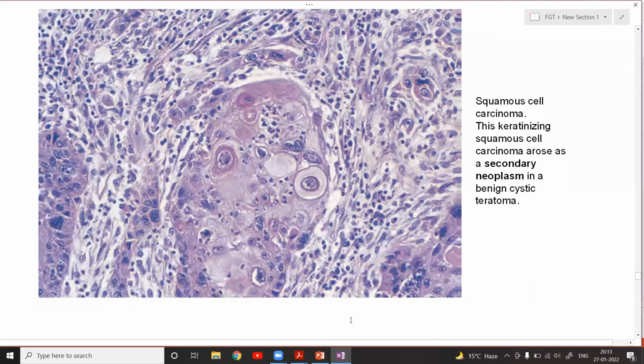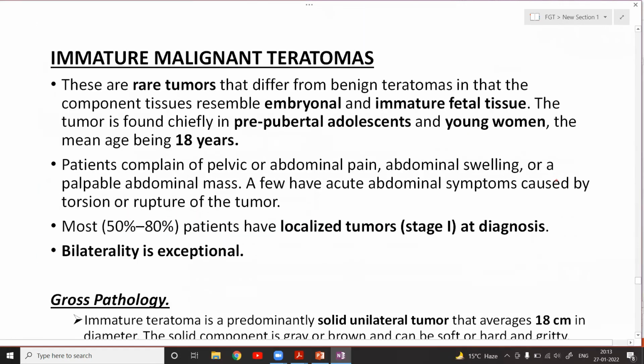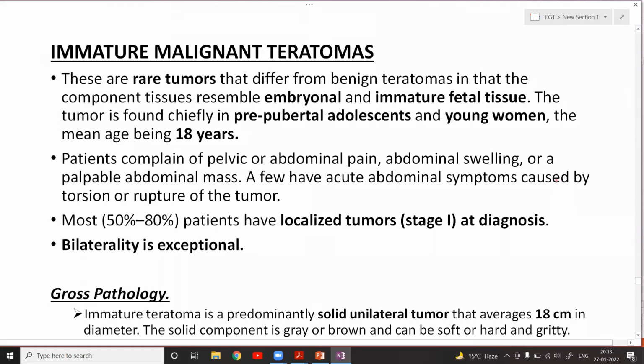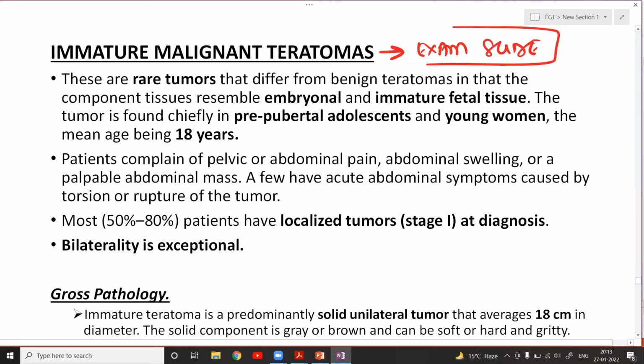Now, this is a keratinizing squamous cell carcinoma arising as a secondary neoplasm in a benign cystic teratoma. So it can arise. You can have all the benign components of a teratoma, and along with that, in one area, they might contain a secondary neoplasm. Now, immature malignant teratoma. This becomes a very, very important exam question, a very important exam slide also. A lot of questions are based on this particular slide.